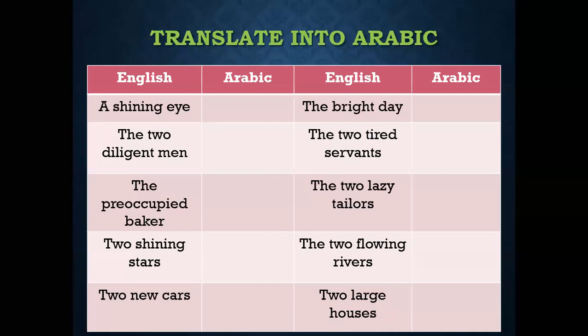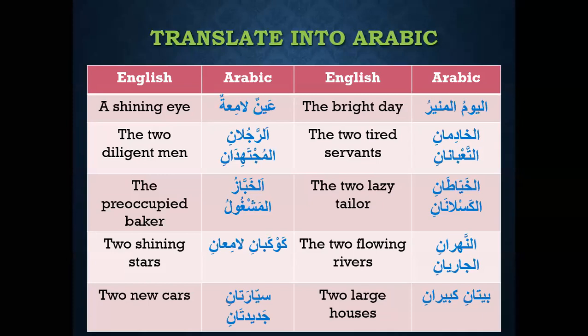Flowing: nahr, nahrani, al jariyani, jariyan, flowing. Two large houses without the: bayt, baytani, large kabirani, baytani kabirani. Okay, you can review it on the slides afterwards.